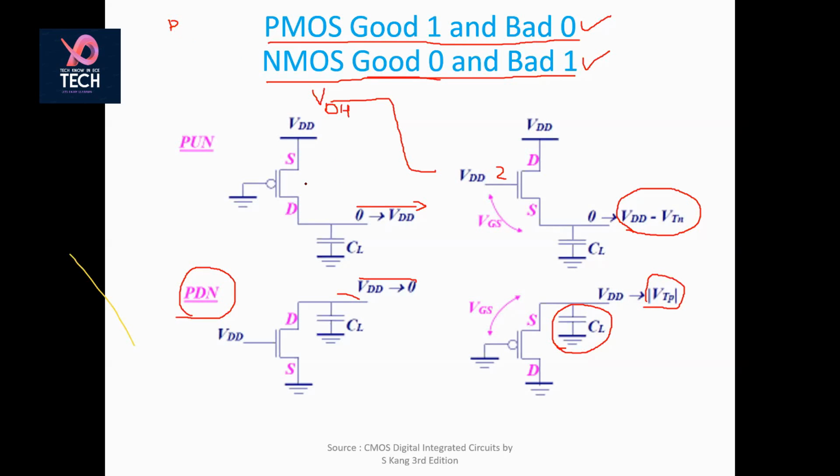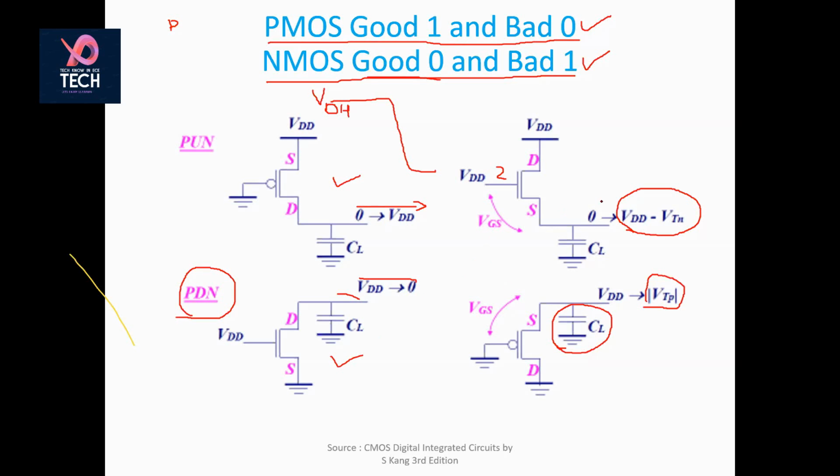So here we are using PMOS as pull-up network. What you are getting is the full swing. Now here your NMOS is being used as pull-down network, so you are getting VDD to 0. That means here your capacitor is fully charged up to VDD, and here your capacitor is discharged from VDD to 0. That means it is going very good for 1, and it is going very good for 0.